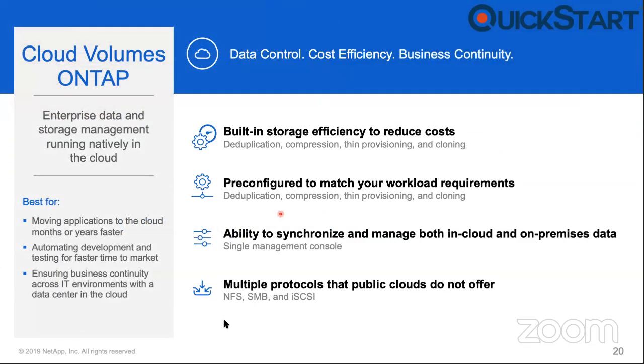So the main idea about Cloud Volumes ONTAP is that you're going to have enterprise data and storage management running natively in the cloud. So instead of having hard drives within your own data center, you're actually using those hard drives that will be provided directly by one of these hypervisors.